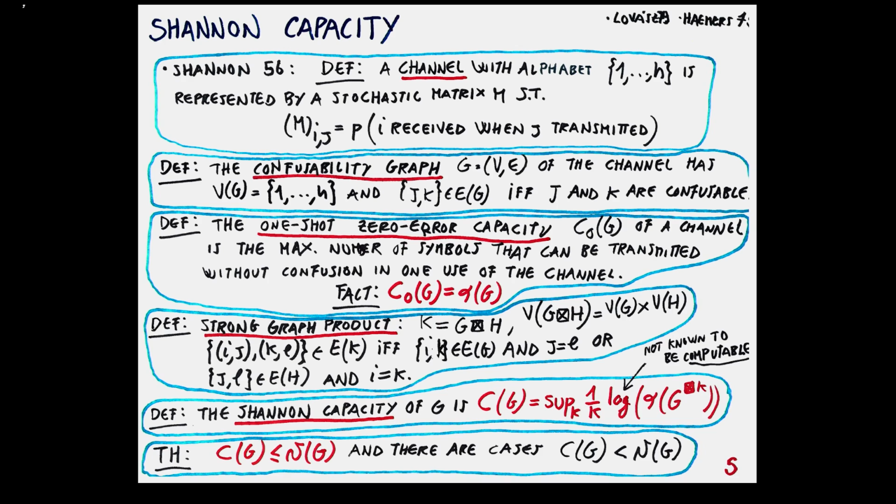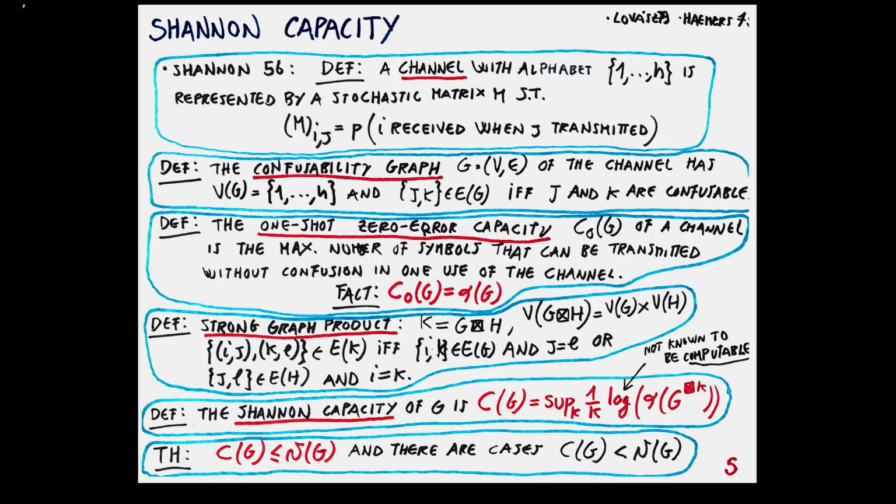Now, if you ask, is the Lovász number a good approximation for the Shannon capacity? Well, we don't know. We know that there are cases in which this is the same, and we know also many cases in which this is different. So we know cases in which the Lovász number is strictly larger than the Shannon capacity.